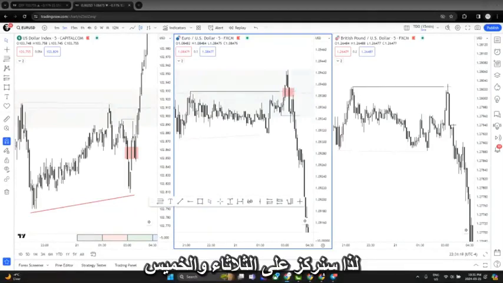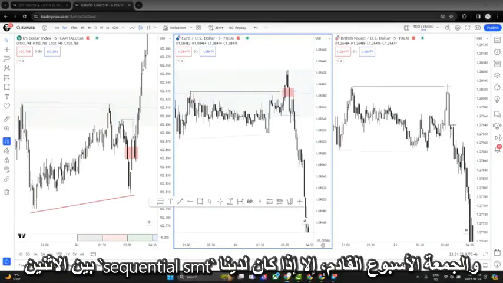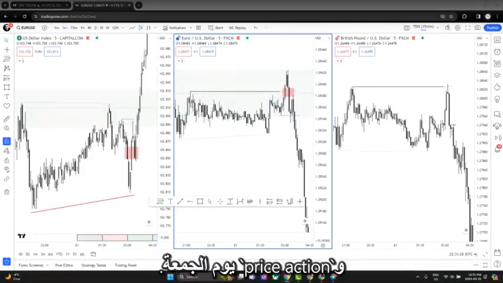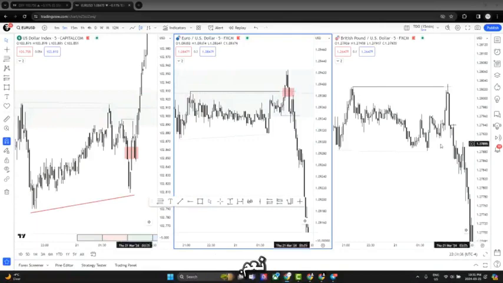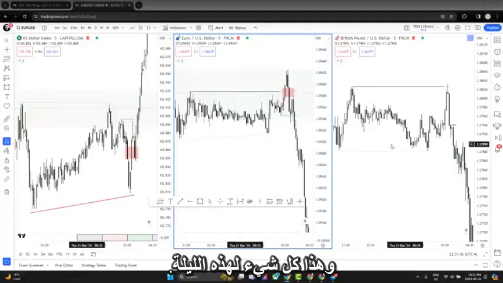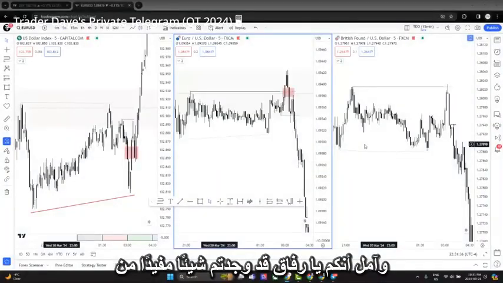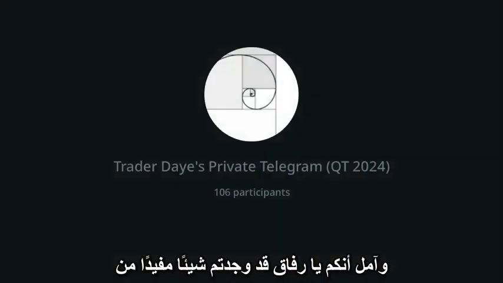So we'll be focusing on Tuesday, Thursday, and Friday next week, unless we have secret SMT between Monday and Friday's price action. And Friday's price action hasn't even printed yet, so yeah. And that's it for tonight. And I hope that you guys found something useful from this.